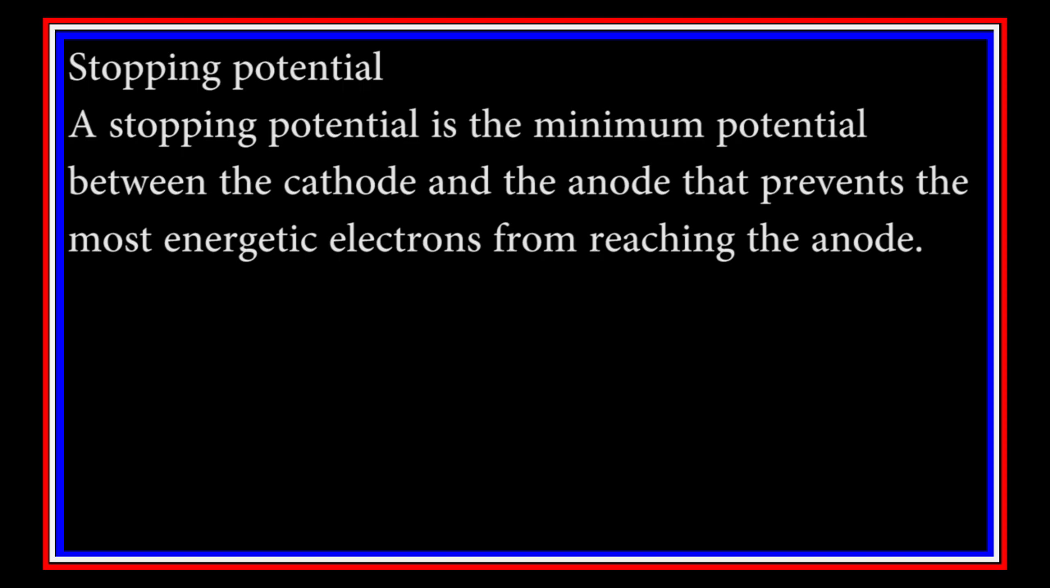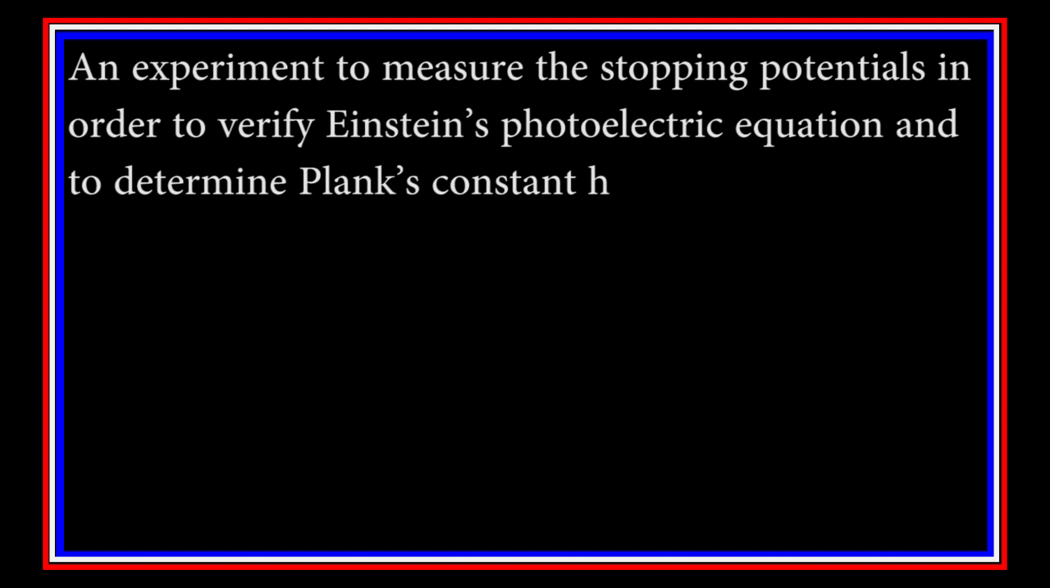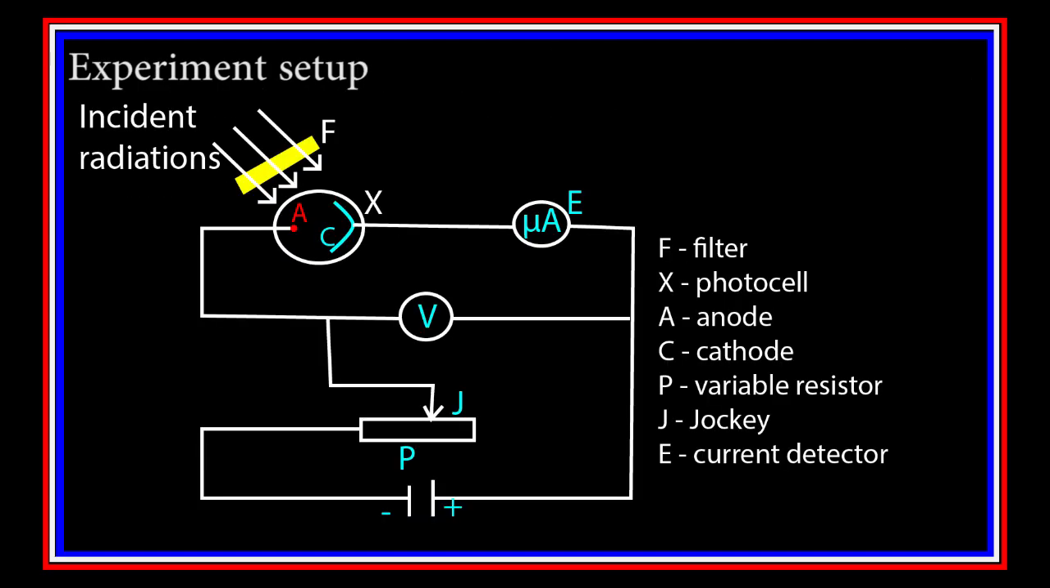Stopping potential. A stopping potential is the minimum potential between the cathode and the anode that prevents the most energetic electrons from reaching the anode. An experiment to measure the stopping potentials in order to verify Einstein's photoelectric equation and to determine Planck's constant h. The setup is shown below.